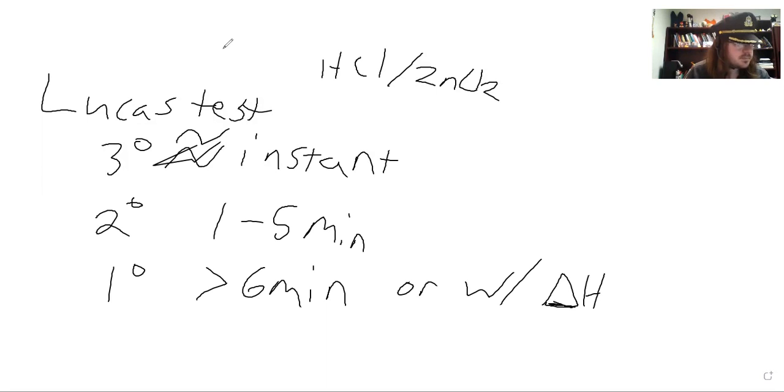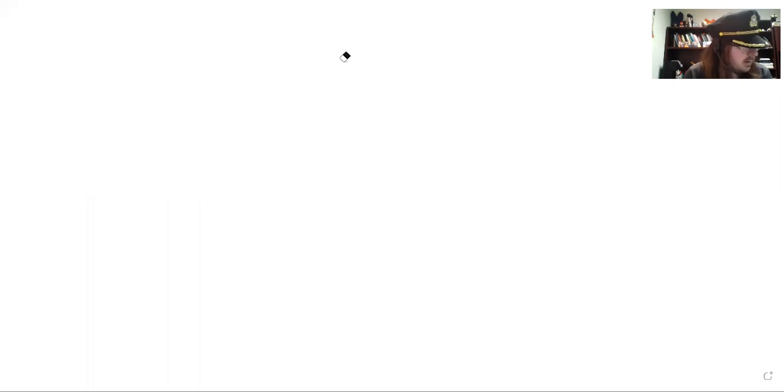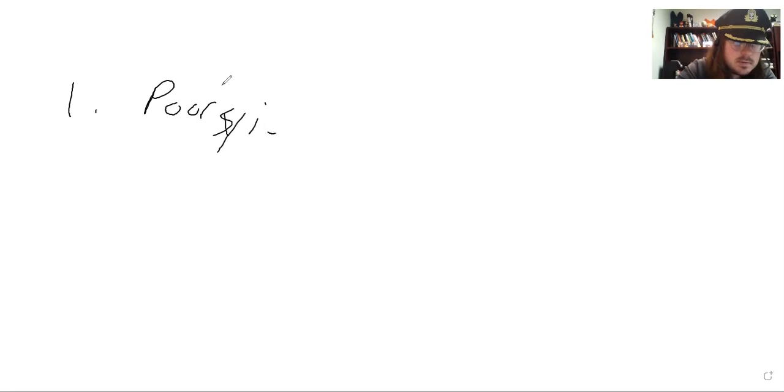However, there are some problems here. There's some trouble in paradise with our HX addition to our alcohol group. One, we get poor yields in primary and secondary with HCl.